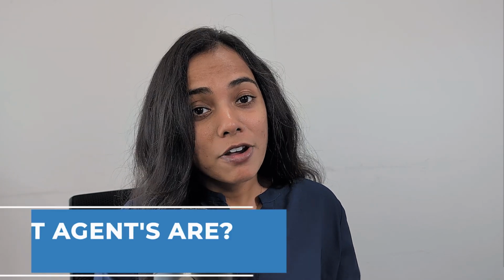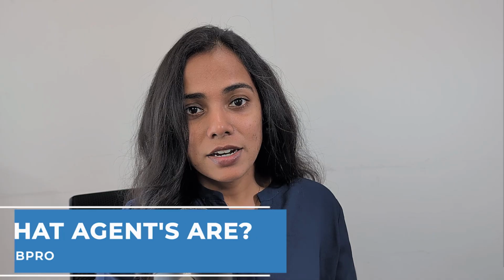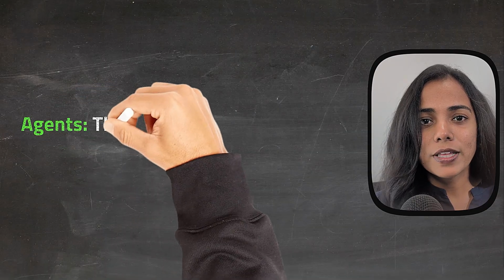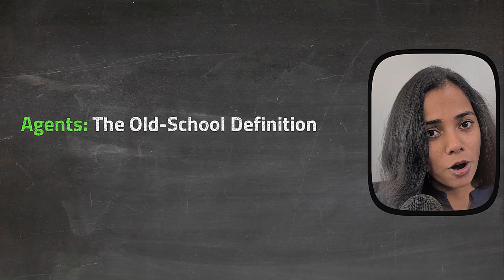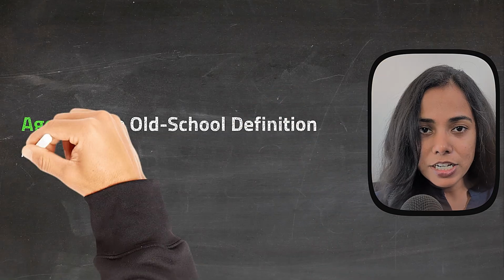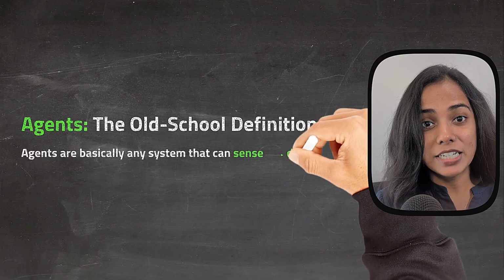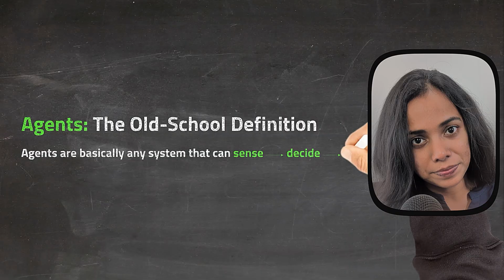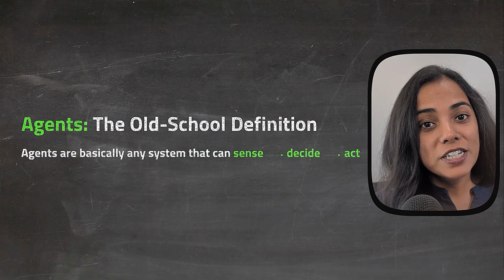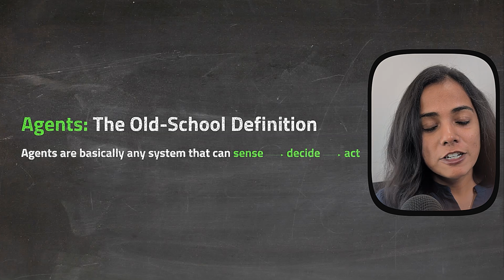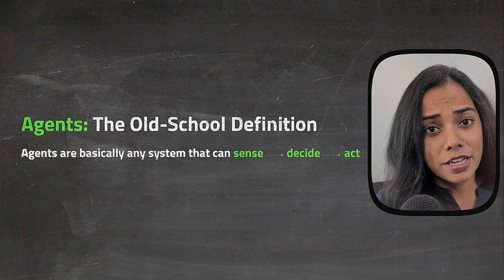In this video, we are going to talk about what agents are, what is agentic AI, and what's the difference between them. So let's go with an old school definition of what an agent is. An agent is anything that can sense, make a decision, and act. And that's it. They don't need GPT level brain to do this. They just need to do their thing in whichever way they can.